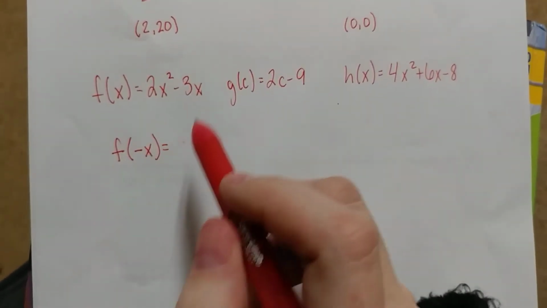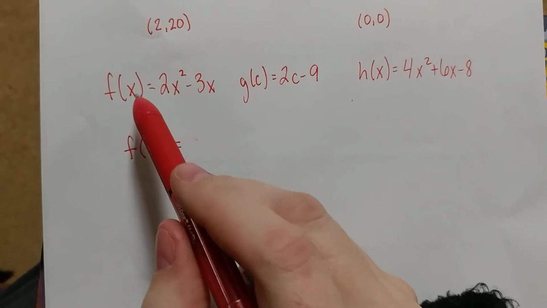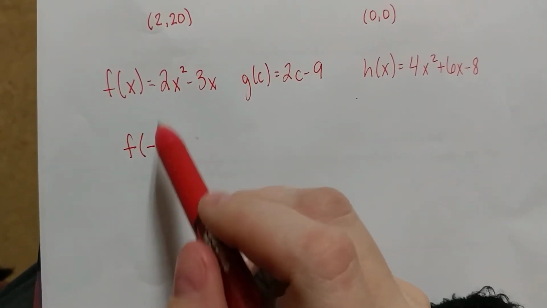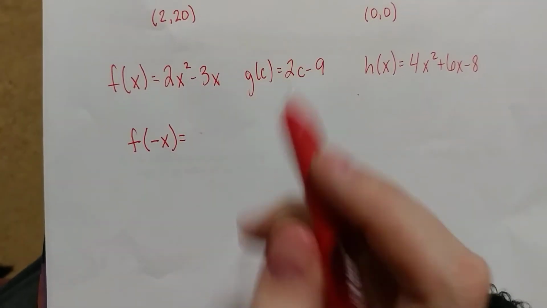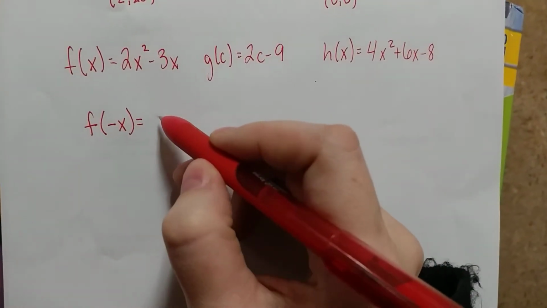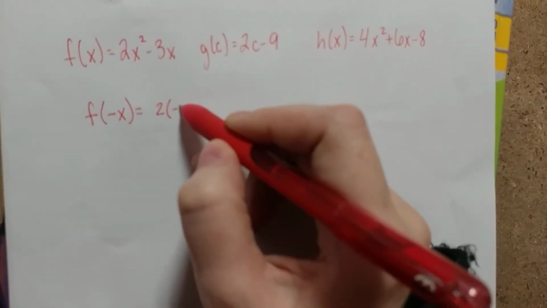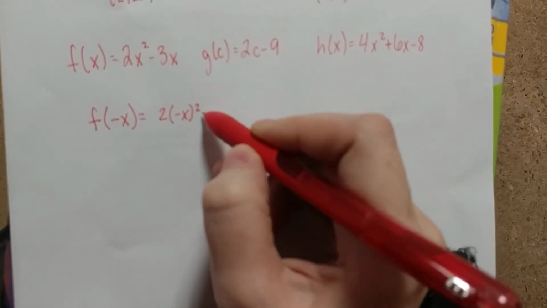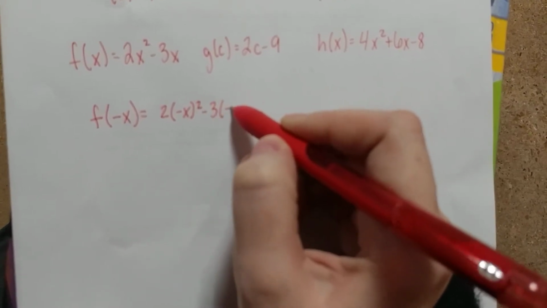Here's an example that frequently confuses people when you see this right here. When you see a negative x, students just like to change everything to negative and think that that's what that means. It means that everywhere you see an x, you are now replacing it with a negative x.